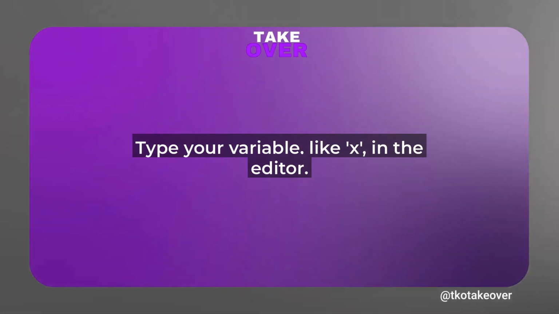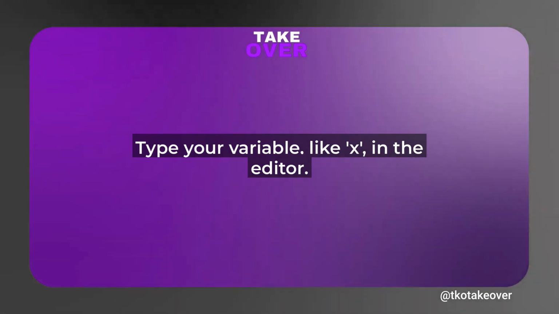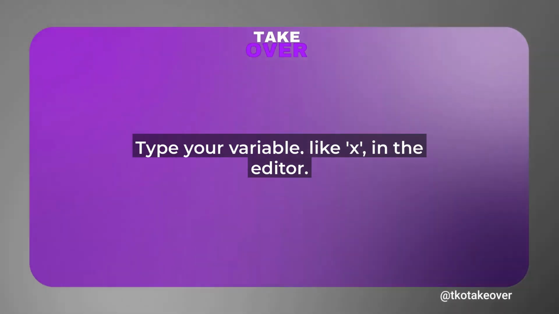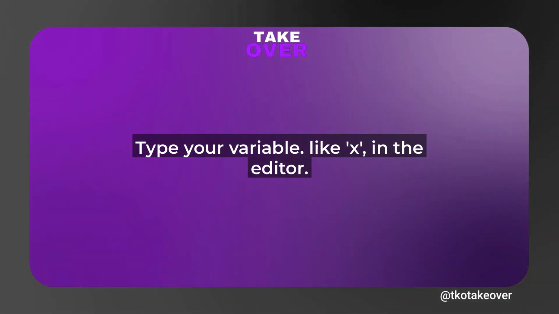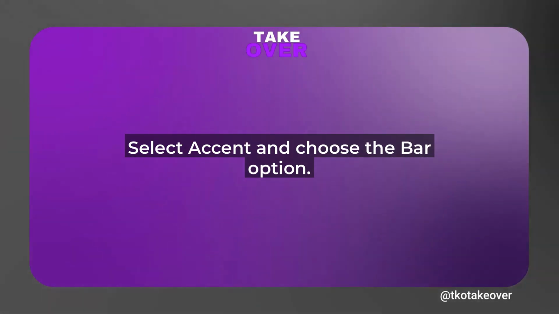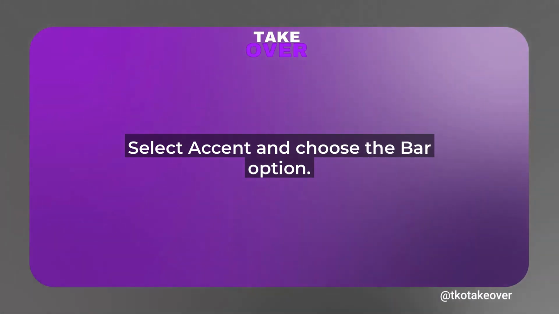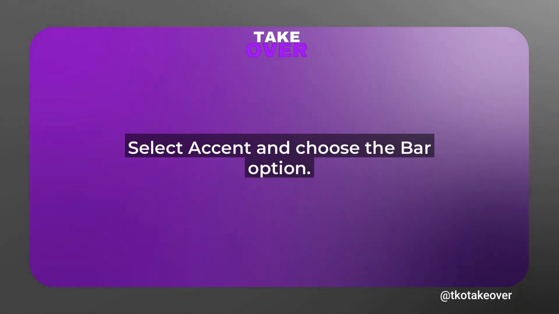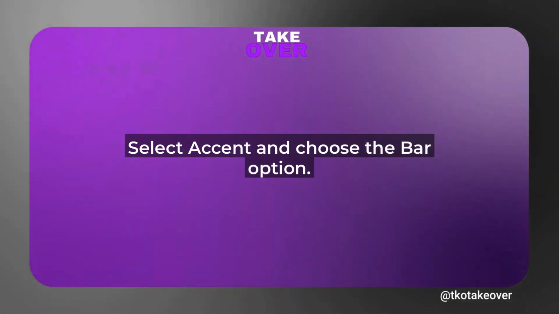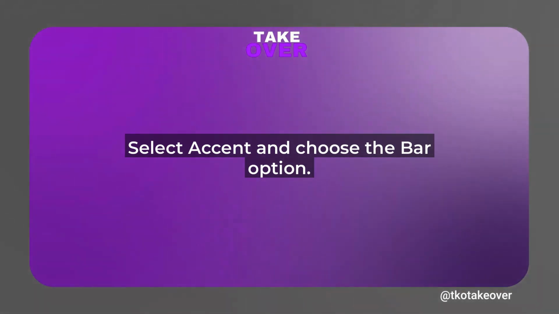Once you're in the equation editor, type the letter X, or whatever variable you want to use. Now, to add the bar on top, look for the accent option in the toolbar. Click on it, and you'll see a drop-down with various accents. Select the bar or overline option. It's usually the one that looks like a straight line. Apply it to your X, and voila, you've got your X bar symbol.